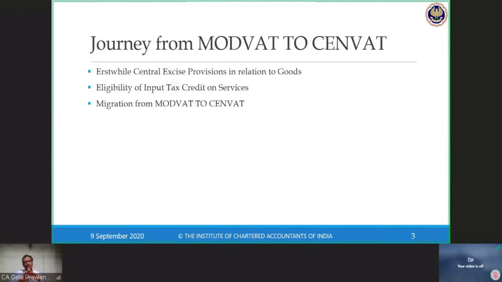Take an example. There is a manufacturer who is doing a manufacturing activity. He is also doing some services under his factory. Example, Maruti Limited. Maruti is into manufacturing of cars, motor vehicles, and also has a service division. So any input tax credit I have taken in relation to goods can be set off only in relation to goods. In the same way, any input tax credit I have taken for services was allowed only to be set off with services. This was the earlier law under MODVAT, central excise.